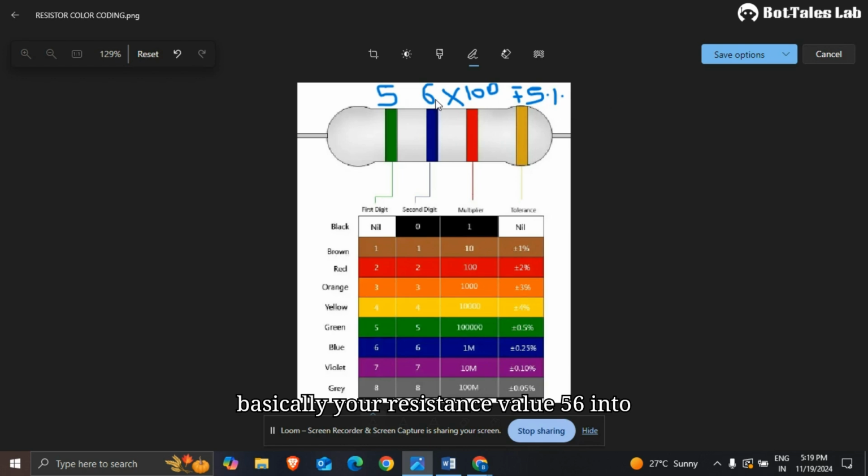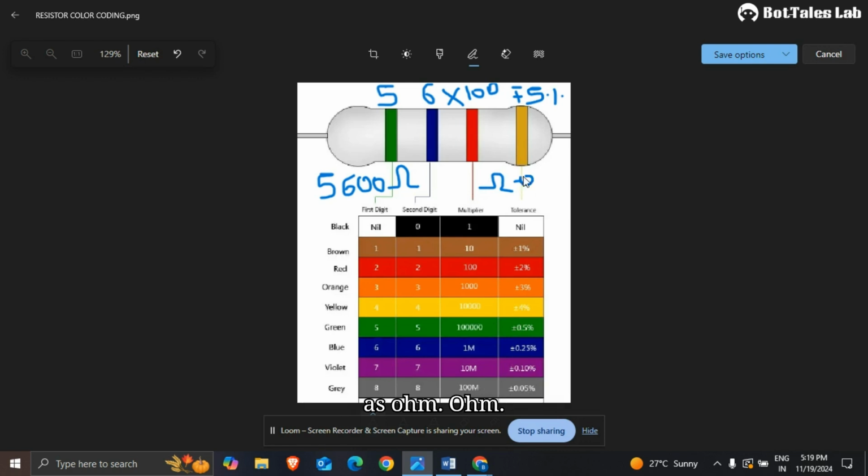After you solve this, your resistor value will come. So what is your resistor value? 56 into 100. What will be 56 into 100? It will be 5600, that is 5, 6, 0, 0. And the unit of resistor is ohm, which is denoted by this symbol. Its unit is called ohm, O H M. So what is the value of this resistor? This resistor value is 5600 ohm.